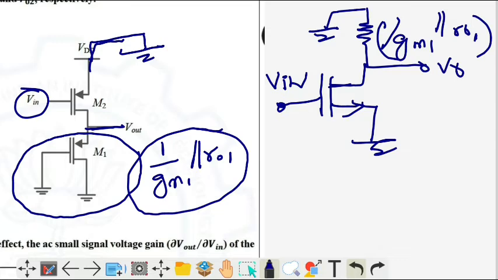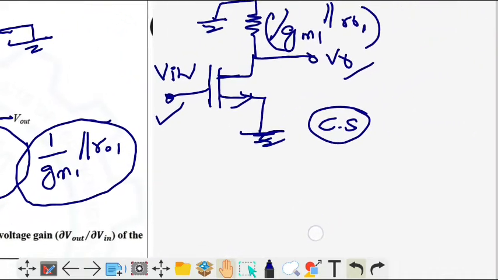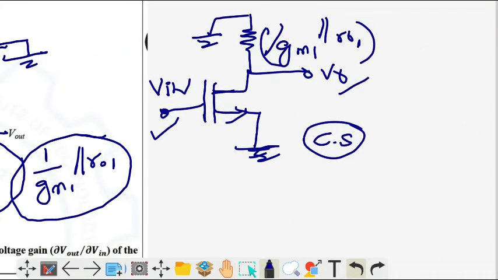So this is a common source amplifier. How do we say this is common source? Because we give the input to the gate terminal, we take the output at the drain terminal, and the source terminal is grounded. For the common source amplifier, the voltage gain is always negative. So let's find the voltage gain of this simplified n-type MOSFET.